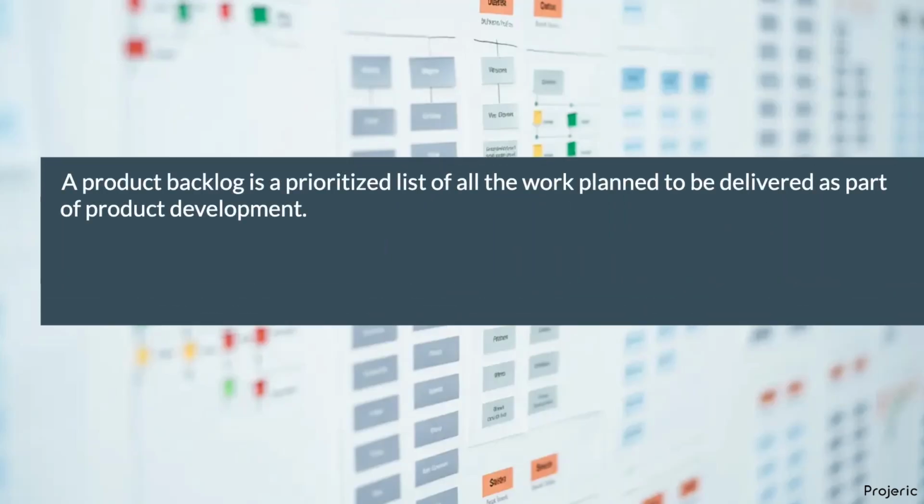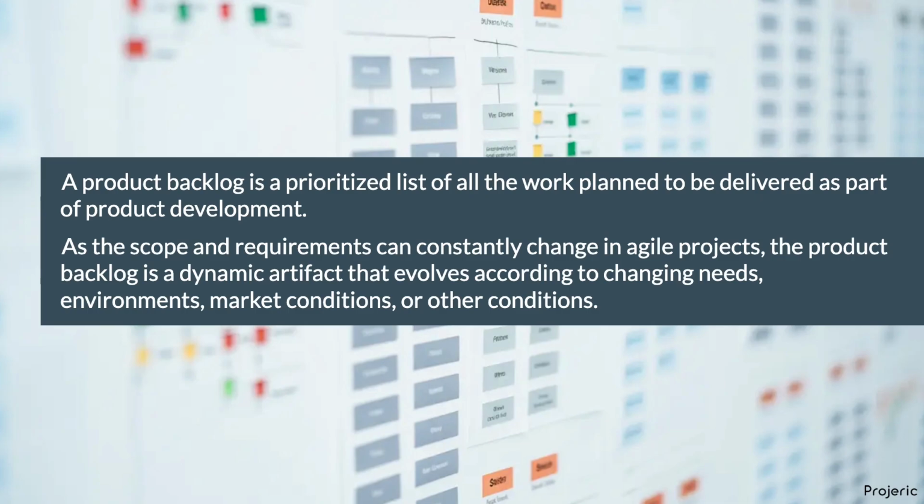A product backlog is a prioritized list of all the work planned to be delivered as part of product development. As the scope and requirements can consistently change in agile projects, the product backlog is a dynamic artifact that evolves according to changing needs, environments, market conditions, or other conditions. The product backlog is not unique to the Scrum framework and is commonly used in most agile approaches.